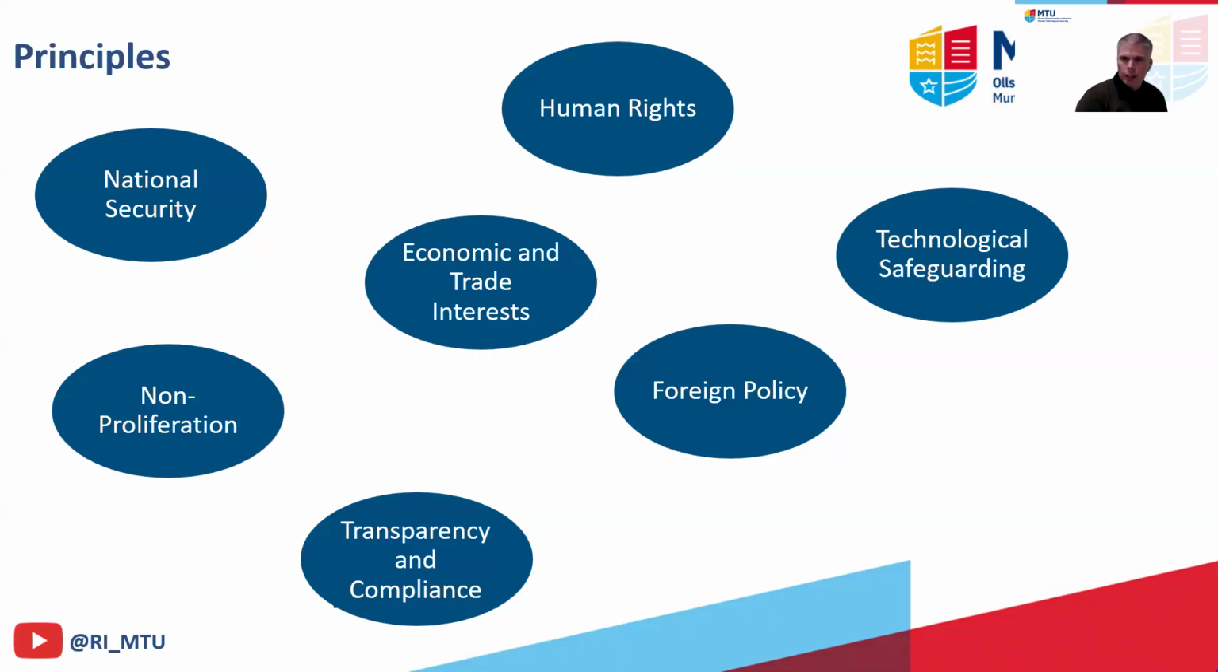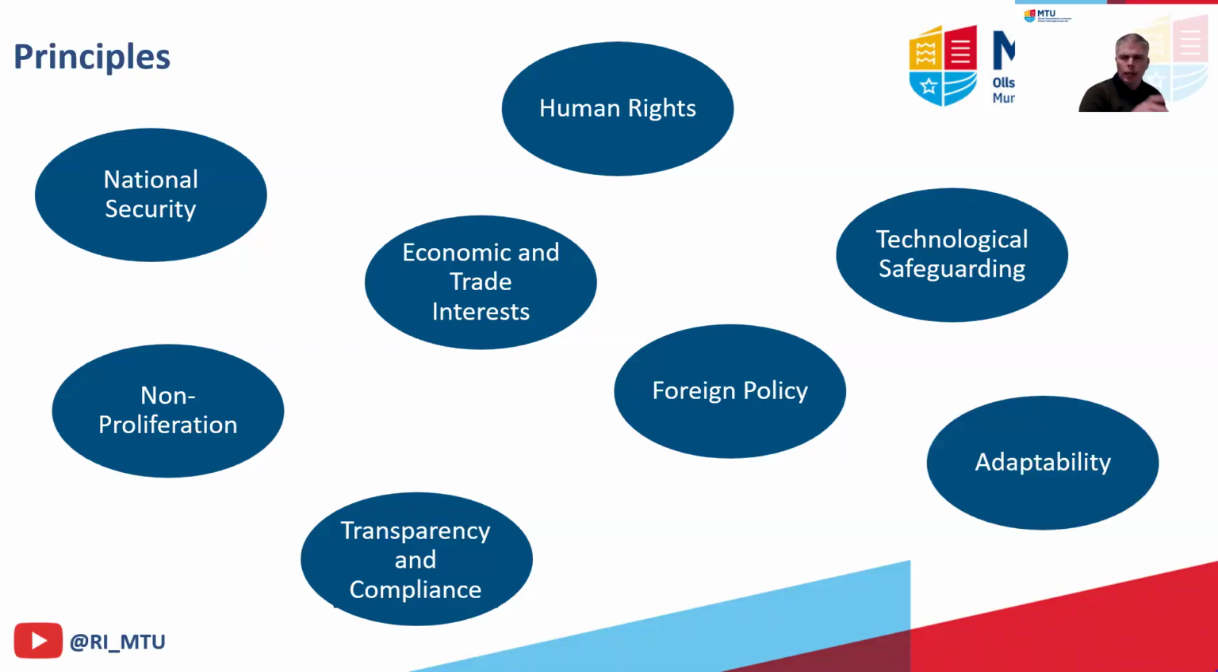And then there's technological safeguarding. Technological safeguarding is where we ensure that any cutting-edge technologies are not exported without proper authorization, which is ultimately protecting our own IP in those areas as well. And then finally, and I say finally, but it's not that there's a weighting to any of these, it's adaptability.